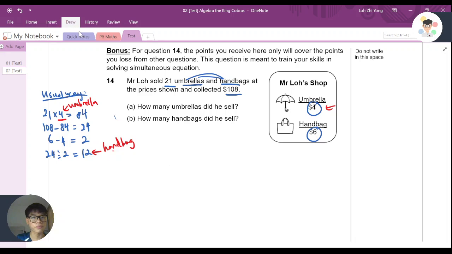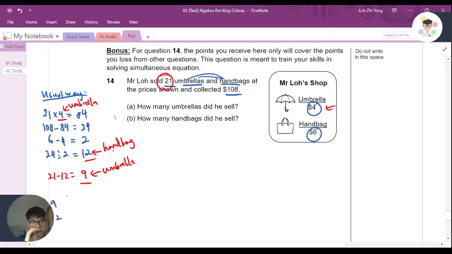Okay? And of course, if you want to find umbrella, because now we have handbag, we want to find umbrella. I know total is 21, right? So I just use 21 minus 12. 9 will be the umbrella. So very easy one. So I know that A, umbrella is 9. B, handbag is 12.